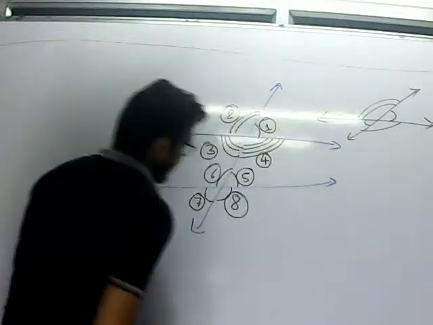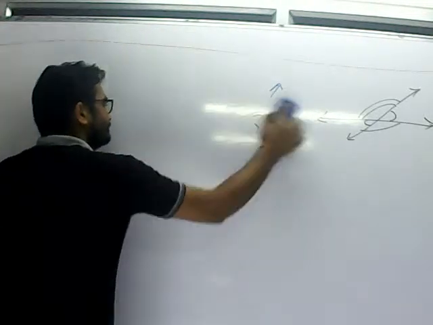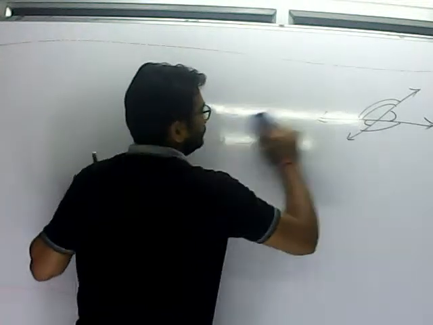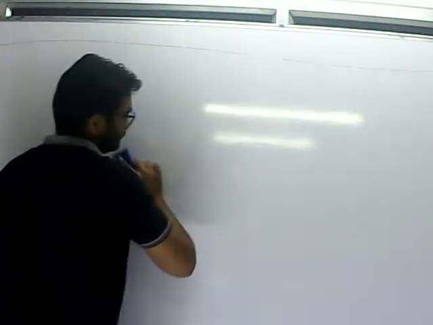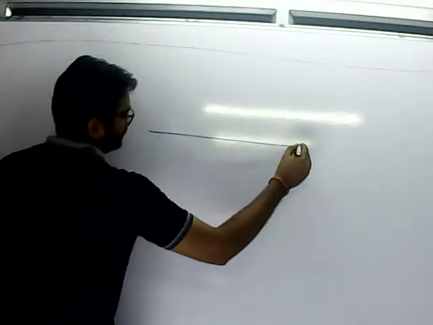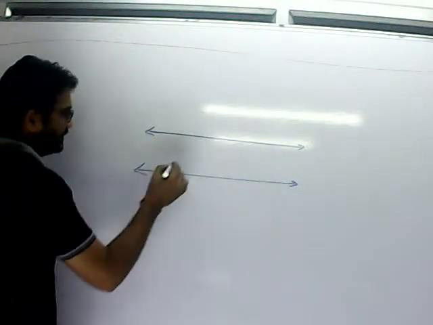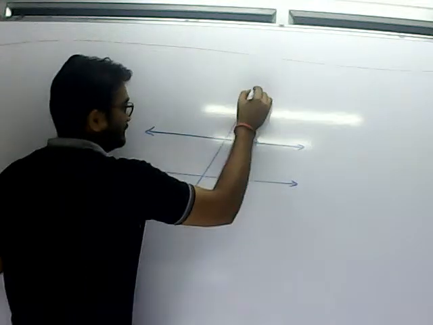Suppose we are having parallel lines like this, and we are having one transversal line.